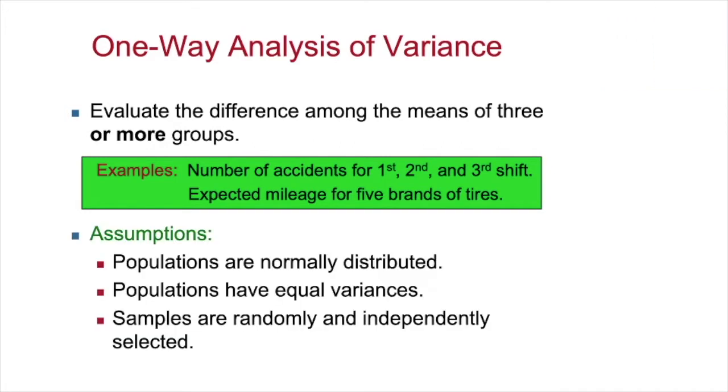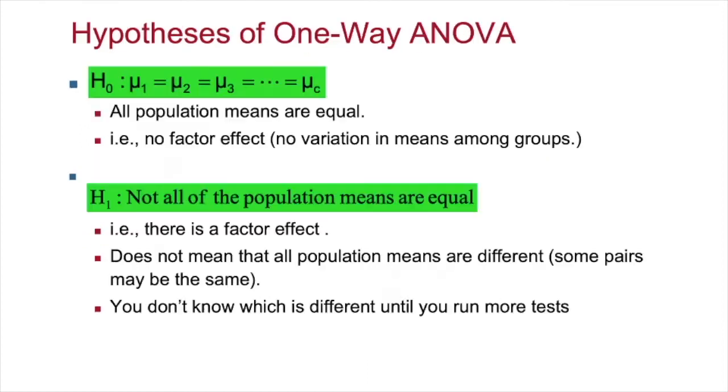Now, as always, for the math to work here, we need some assumptions. And these assumptions are that the populations are normally distributed, that the populations have equal variances, and that the samples are randomly and independently selected. These assumptions you should recognize. They sound very similar to what we used in chapters 8, 9, and 10.